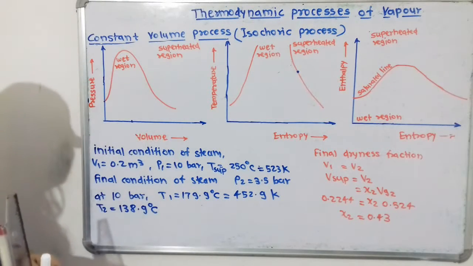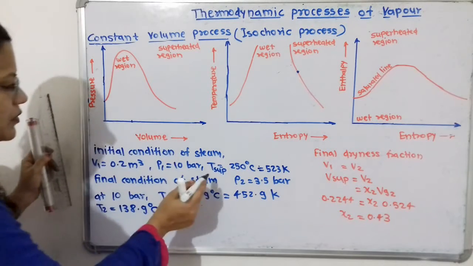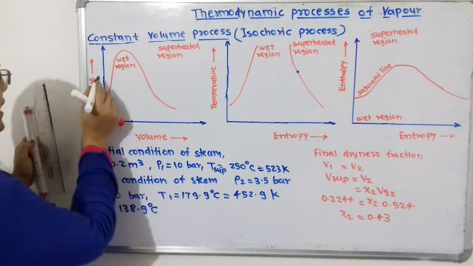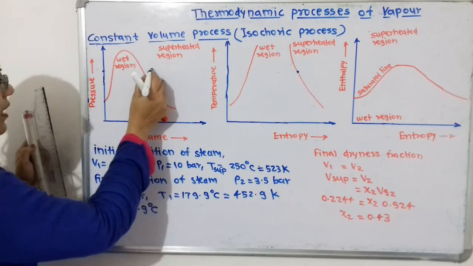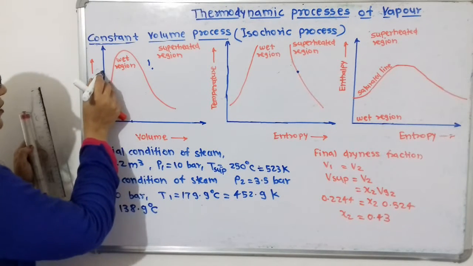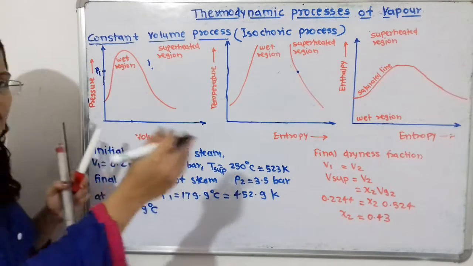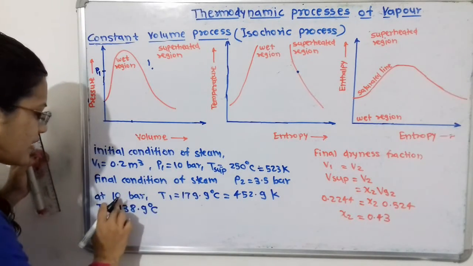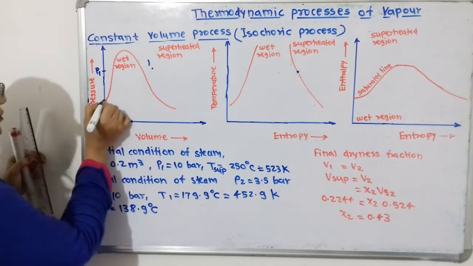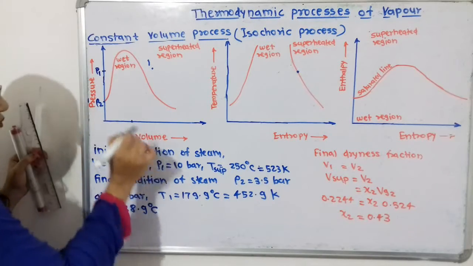So initial pressure is 10 bar and temperature is T superheated. I will show that at a pressure of 10 bar, in the superheated region, this point 1. So this is the pressure P1, that is 10 bar. Now the cooling process is taking place and the final pressure is 3.5 bar. So we have to show here, below, this is the pressure P2.